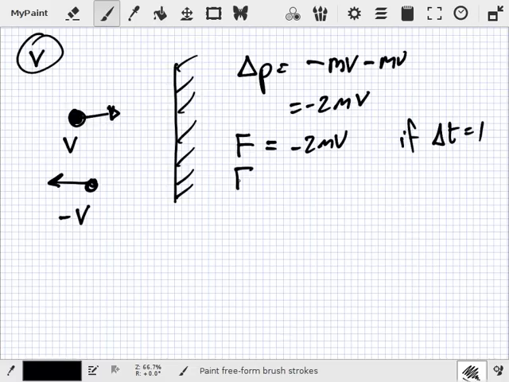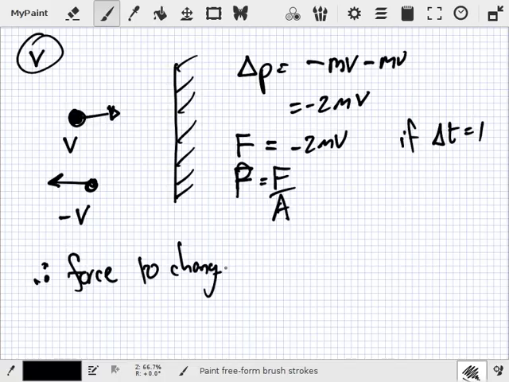But pressure is force over area. So basically, therefore, the force to change direction is what causes the pressure.